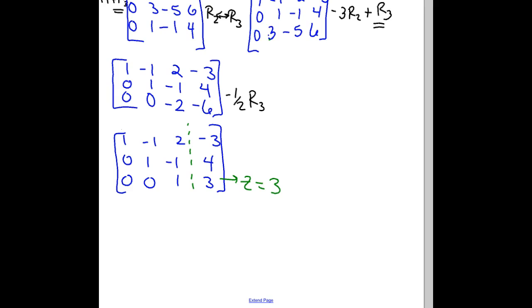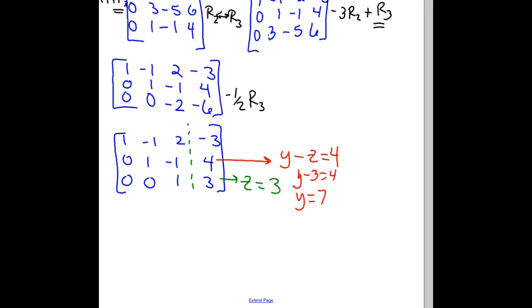This was 1z equaling a 3. So I have my first variable. What does my second one tell me? Just give me the equation. 1y minus 1z has to equal 4. Yes? Okay, so now let's back substitute. Let's put that 3 in there. So y minus 3 has to equal 4. Y would have to be 7.